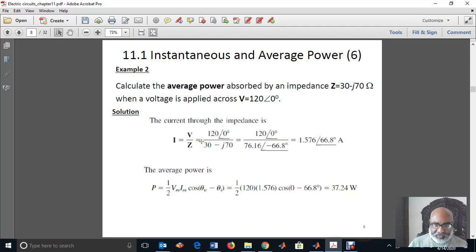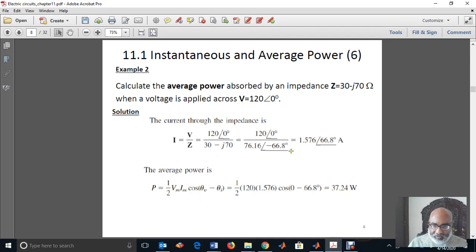Okay, V over Z. So we change Z to phasor form. Okay, so magnitude is this, and the phase angle is this. Remember the phase angle is minus 66.8 degree. Why? Because here the imaginary part is negative and the real part is positive. So if you think about the quadrants, the XY axis quadrant, first quadrant, second quadrant, third quadrant, and fourth quadrant. So this is in the fourth quadrant. So that's why I have minus 66.8 degree.